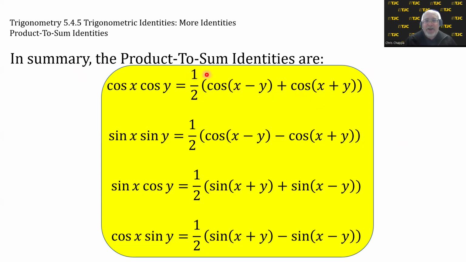In summary, the product to sum identities are, I'm going to read them all: cosine of x cosine of y equals 1/2 times cosine of x minus y plus cosine of x plus y. Next, sine of x sine of y equals 1/2 times cosine of x minus y minus cosine of x plus y. Then, sine of x cosine of y equals 1/2 times sine of x plus y plus sine of x minus y. And finally, cosine of x sine of y equals 1/2 times sine of x plus y minus sine of x minus y. That's a lot.